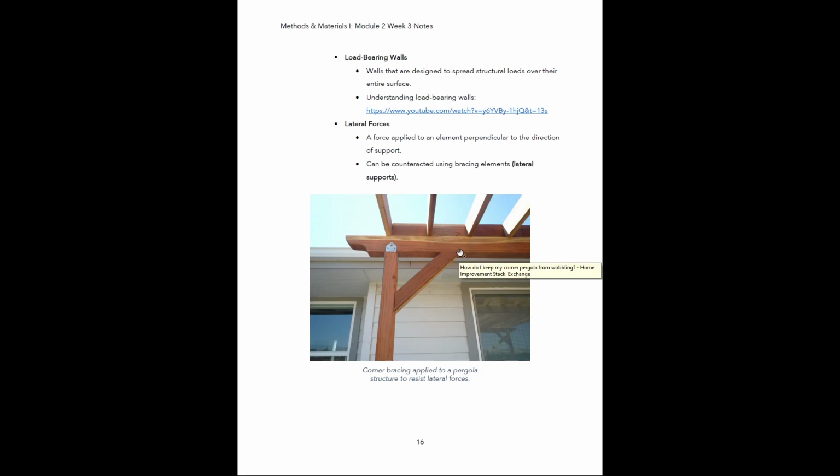So if wind hits this pergola and there's no bracing element here, and the force of the wind is too strong, this whole structure, this connection here, could fail and it could all just topple over. So by connecting the two of these together with a diagonal brace, that is going to significantly strengthen this connection and reduce the likelihood that that's going to happen.